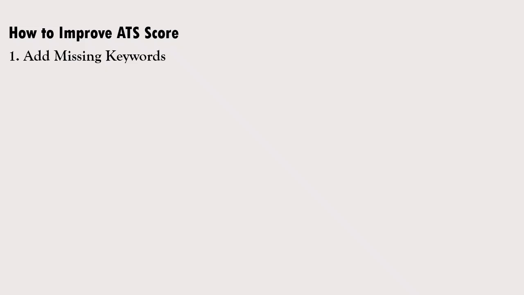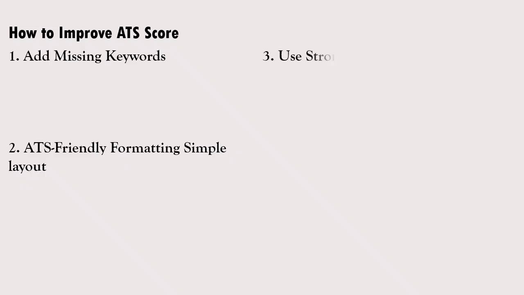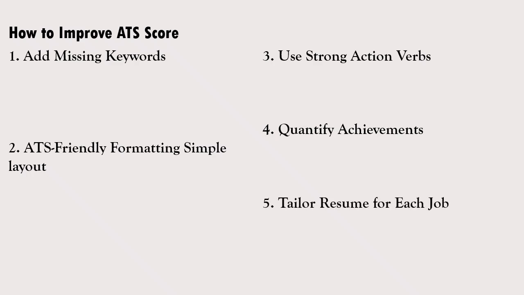We need to add the missing keywords, or we can add ATS friendly formatting, which is a simple layout, or other things to be considered. Then we can use strong action verbs. Then we need to quantify the achievements. Then we can also tailor resumes for each job. So if you are able to improve your writing skills in the resume by adding these kinds of strategies, then we can improve our ATS score. So we'll see one by one.